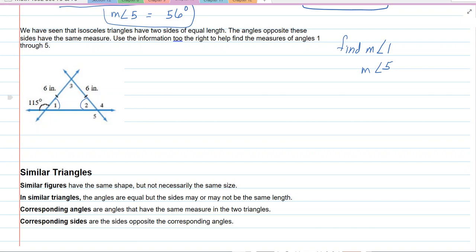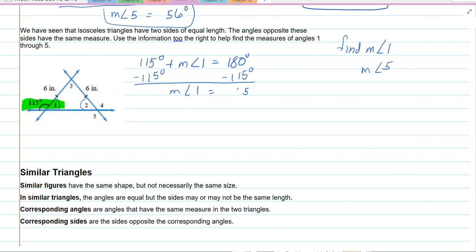Now, we notice that this part right here is a straight angle. All right. So that means that the two adjacent angles equal 180. So for the green, we have 115 degrees plus the measure of angle 1 equals 180 degrees. So I'm going to subtract the 115 degrees from both sides. And that gives you the measure of angle 1 to be 65 degrees. All right. And so angle 1 is 65 degrees.